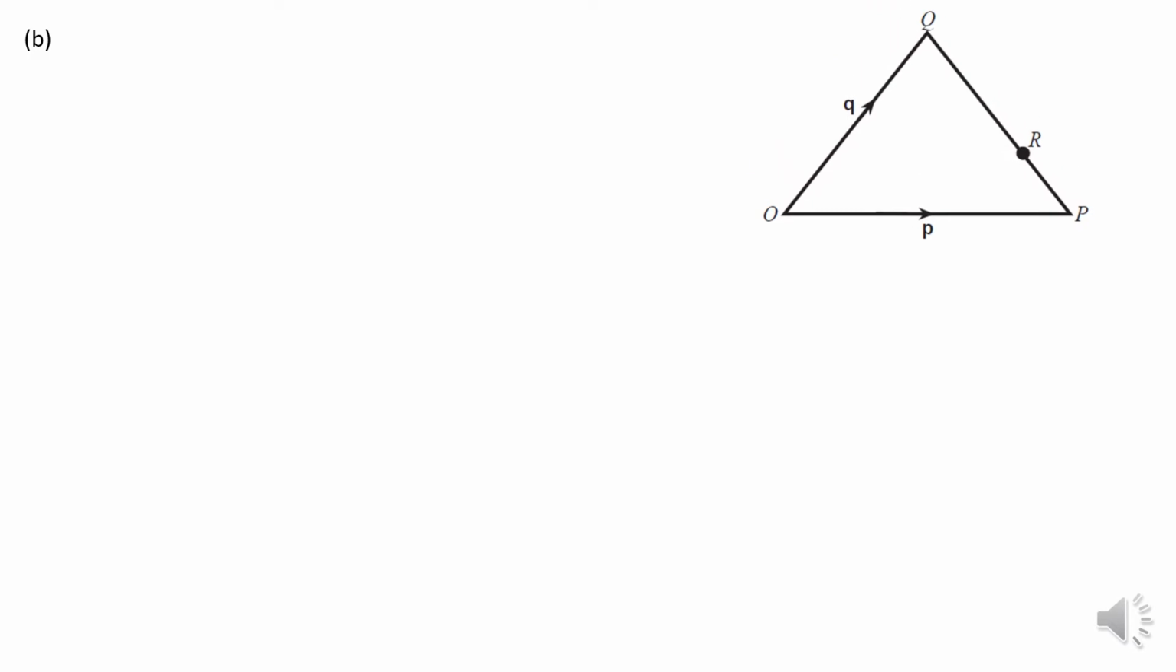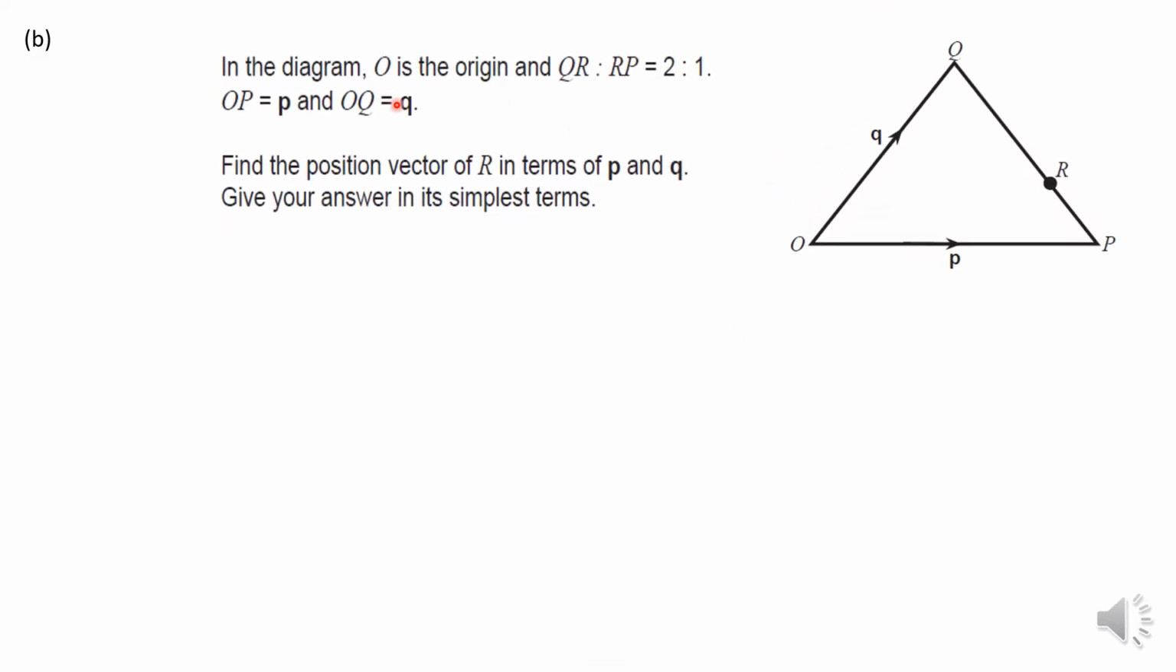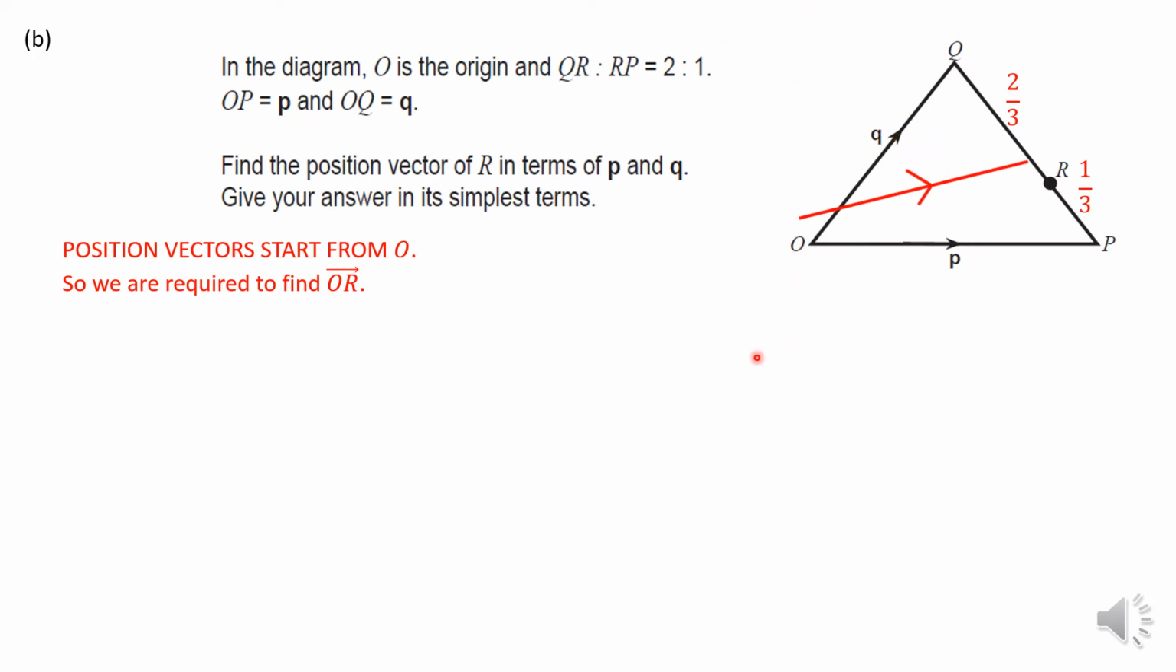The B part is a diagram here. So the diagram, they say the origin here is O, and QR versus RP is in the ratio 2:1. They are supposed to find the position vector. So I find QR is 2/3 of that ratio, and then obviously this is 1/3 of that particular distance. Right, so when they are saying position vector in terms of R, that means you are required to start here at O. So it's effectively that particular vector there.